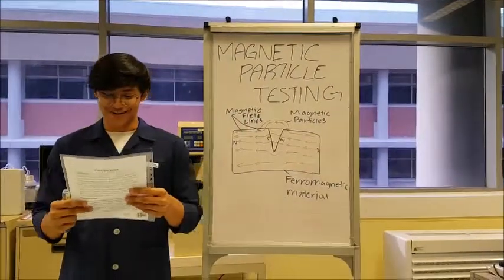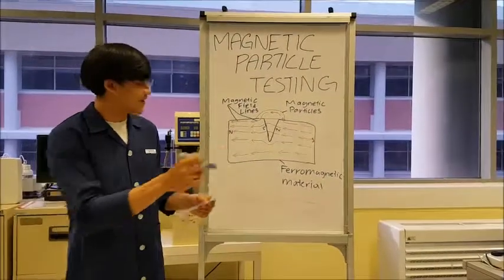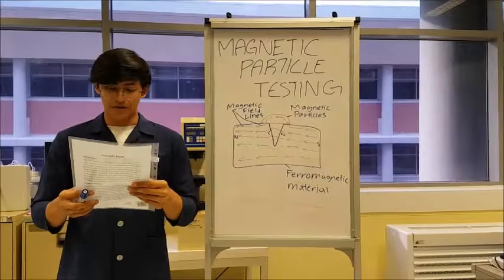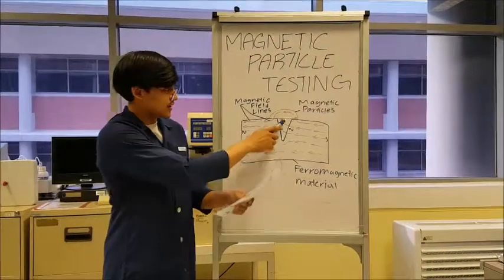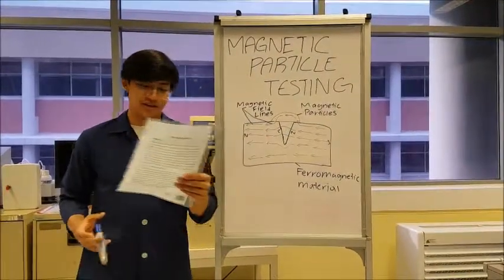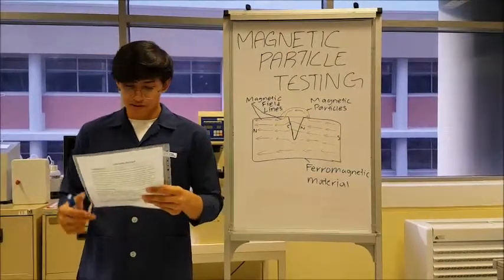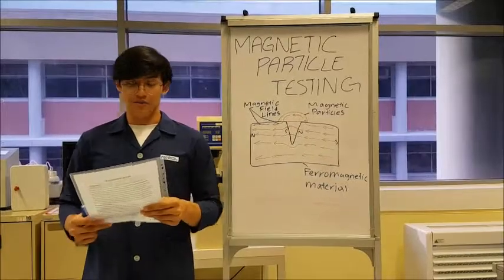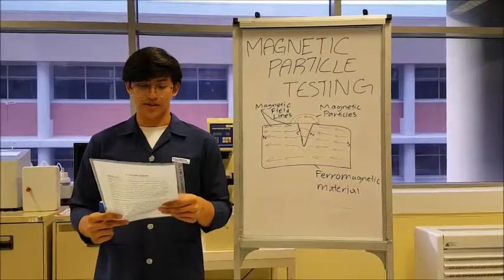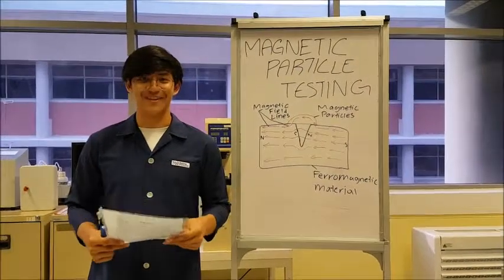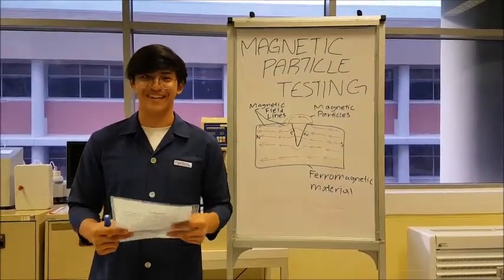Because magnetic flux lines don't travel well in air, fine colored ferromagnetic particles are applied to the surface of the part, which will then be drawn into the discontinuity, reducing the air gap and producing a visible indication on the surface of the part. The magnetic particles may be a dry powder or suspended in a liquid solution, and they may be colored with a visible dye or fluorescent dye that fluoresces under an ultraviolet black light.